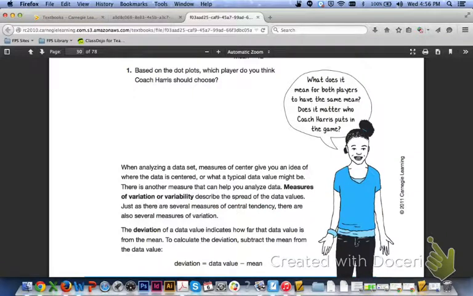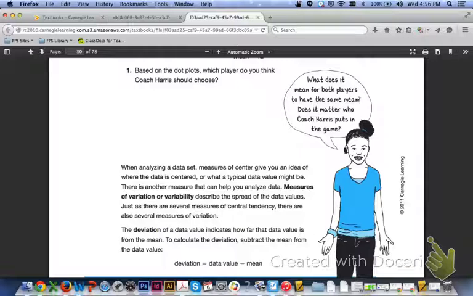So it says, when analyzing a data set, measures of center give you an idea of where data is centered, or what a typical data value might be. There's another measure that can help you analyze data, and here comes that first vocabulary term.